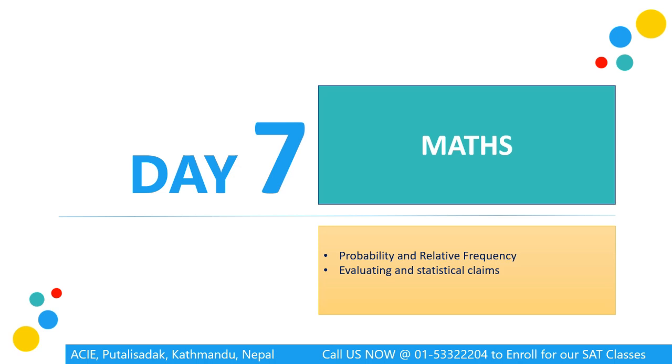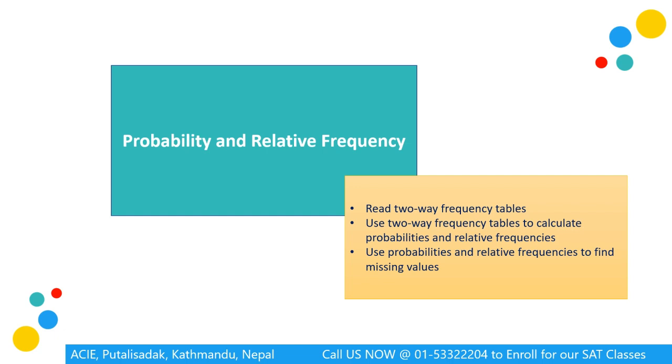Today we'll be discussing the topics probability and relative frequency and also evaluating statistical claims. Last time we discussed the graphical questions in the SAT related to scatter plots, linear and exponential growth and also the center and spread of data. So, moving on to the first topic of the day, which is probability and relative frequency. Over here, we're going to learn about two-way frequency tables and how we can use the data given in this table to find out the different probability related answers.